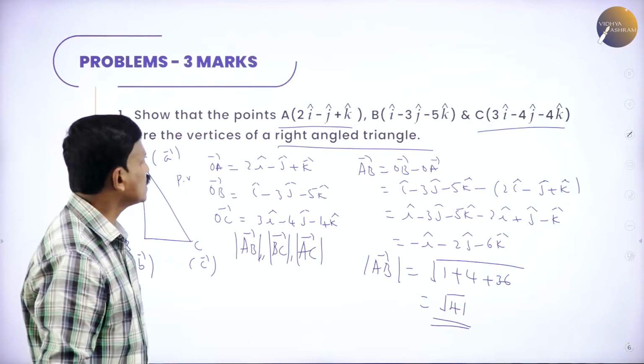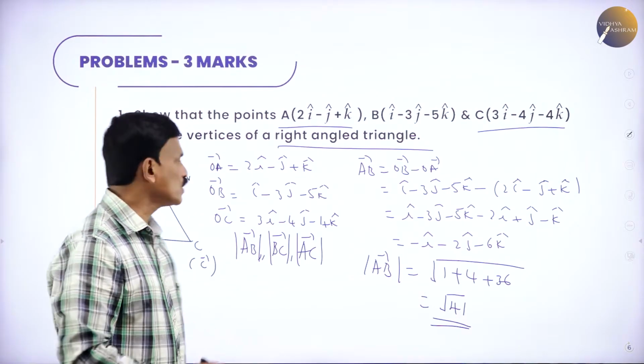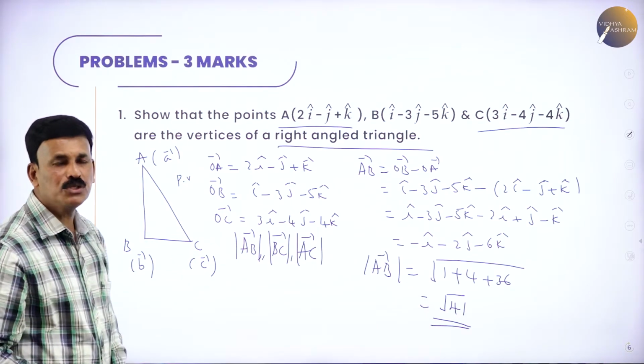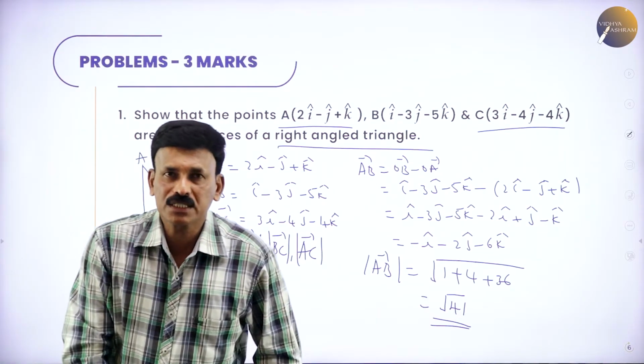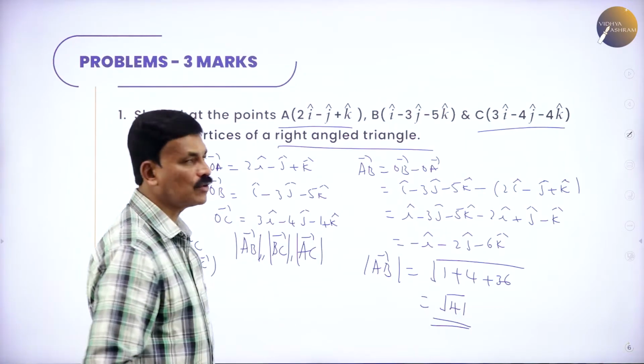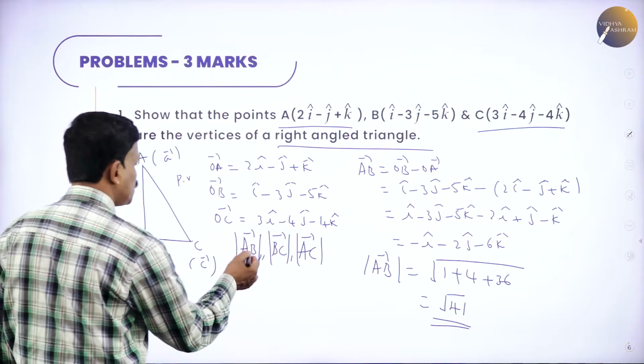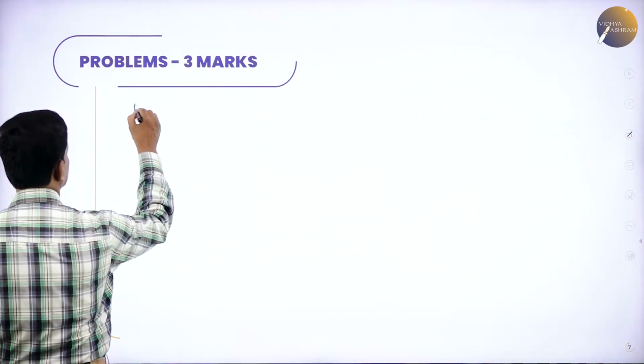For a right angle triangle, verify the Pythagoras theorem. If length of AC square is equal to length of AB square plus length of BC square, then it is a right angle triangle. That's it. Now I'll go to the next page. So this is AB. Let us find out BC.